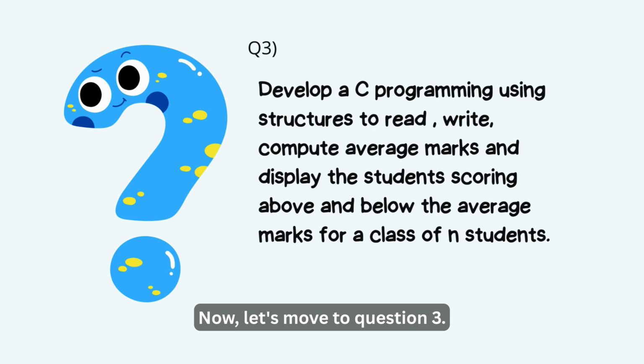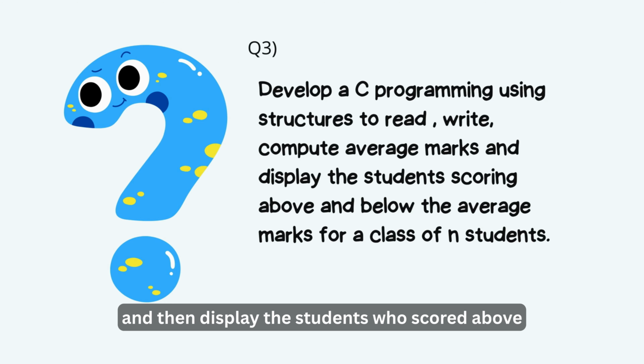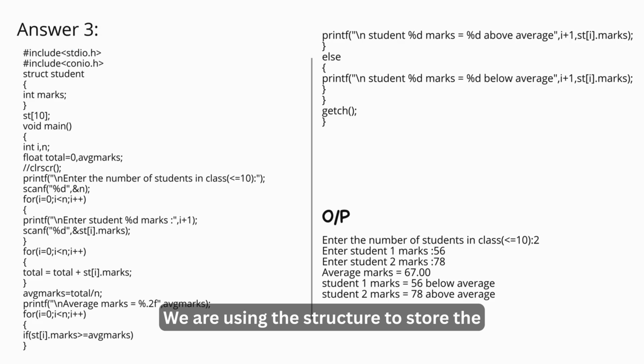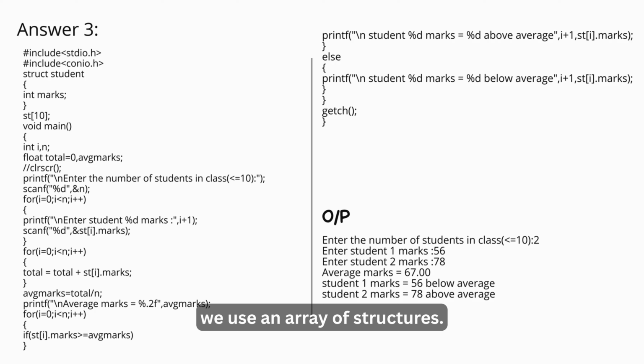Now let's move to question 3. Here we are asked to develop a C program using structures to read student marks, calculate the average, and then display the students who scored above and below the average. First, let's understand the idea of the program. We are using the structure to store the information in this program. The structure contains only marks, but since we are dealing with multiple students, we use an array of structures.